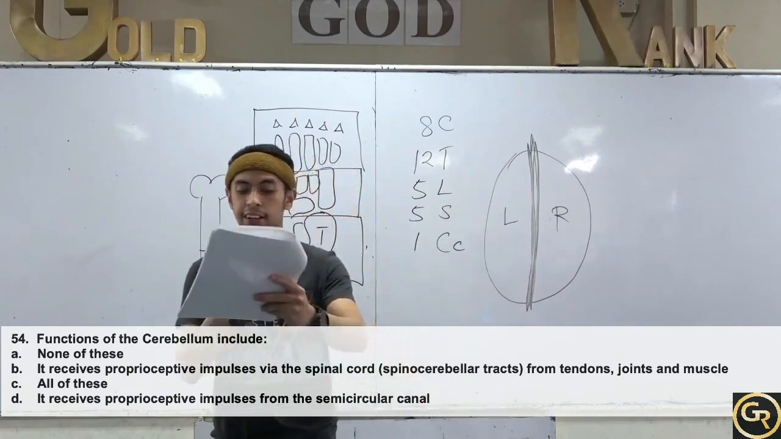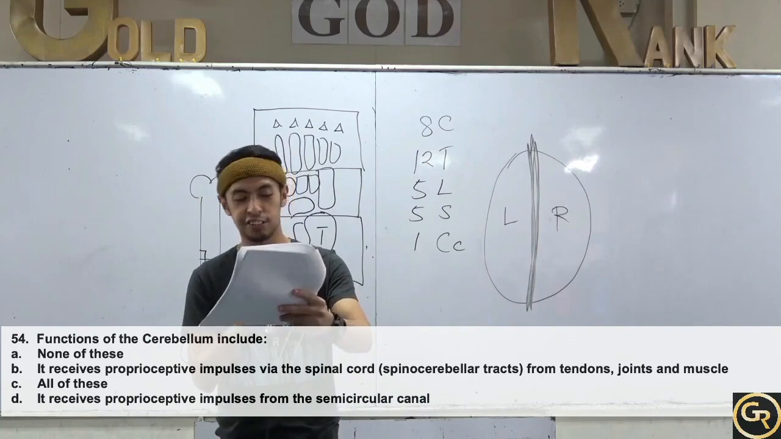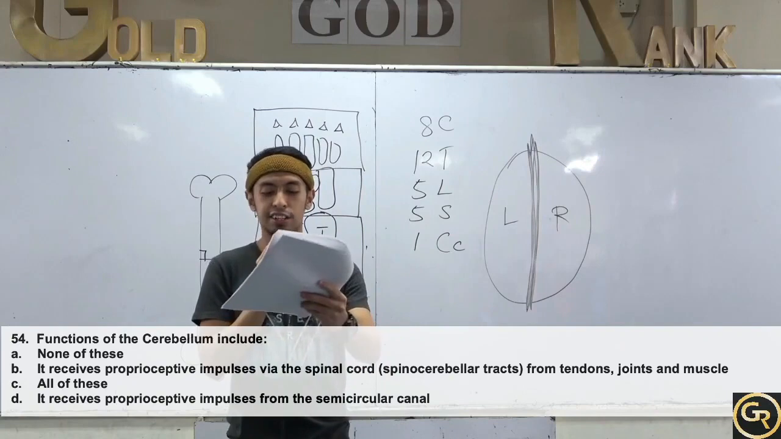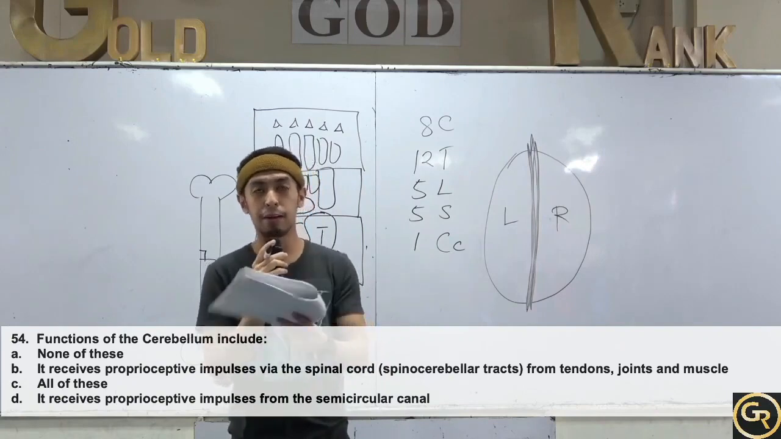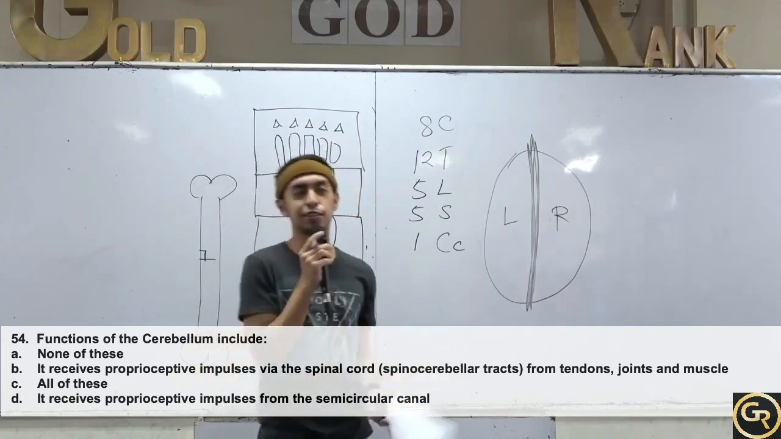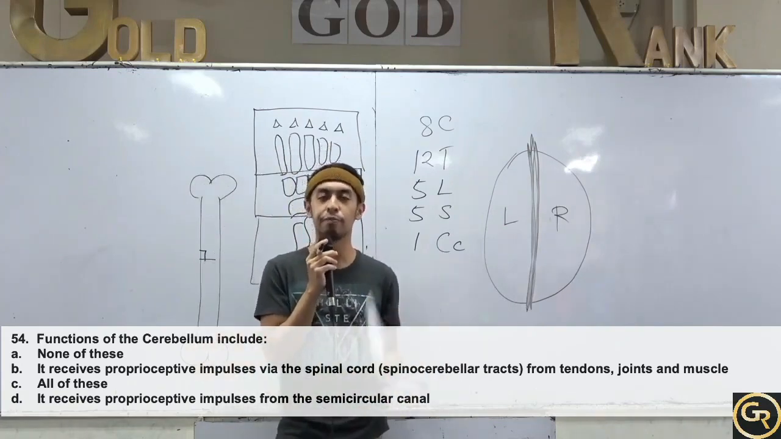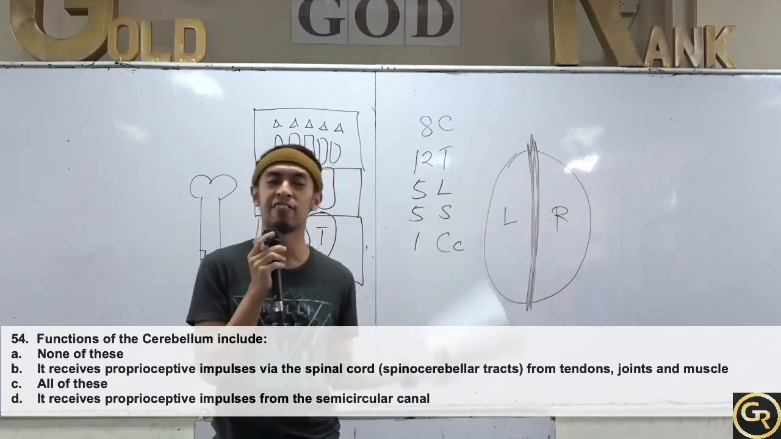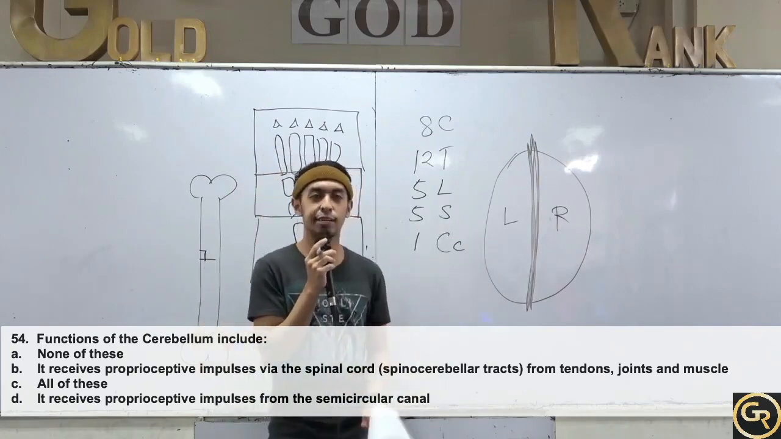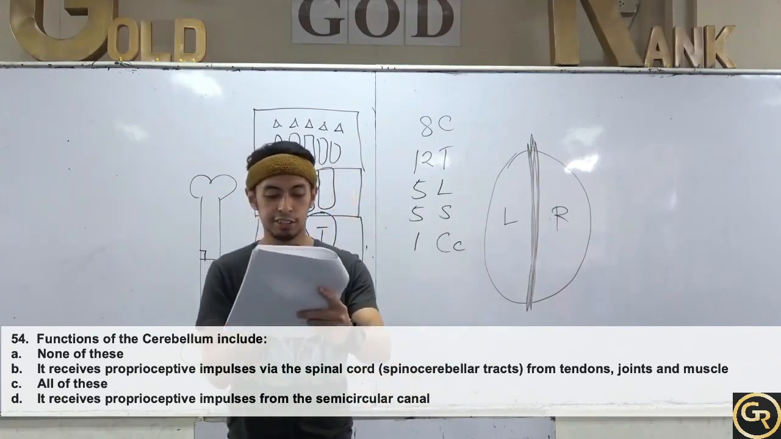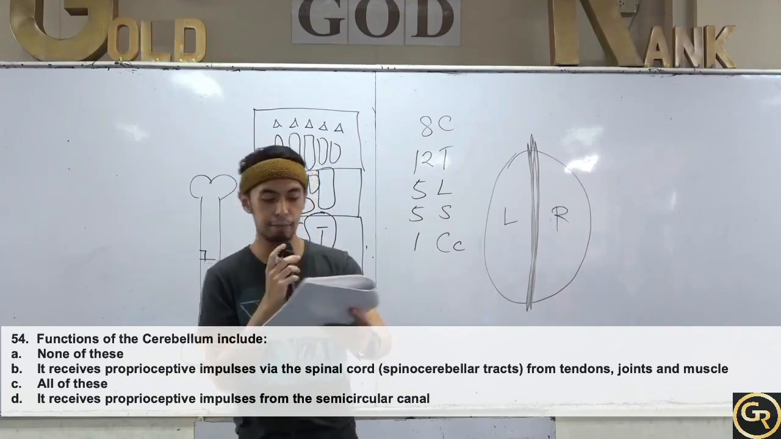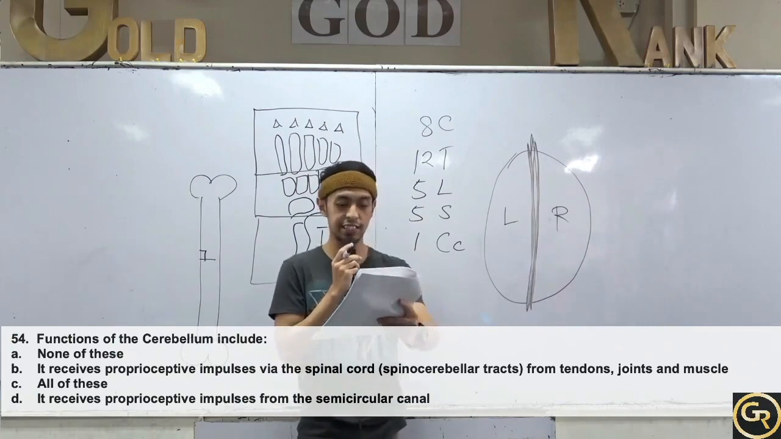Okay? At the same time, in contribution for that balance function, it also receives proprioceptive impulses from the semicircular canal. Tama po ba? Because our semicircular canals are important for dynamic equilibrium. And also, part of your cerebellum's function would be dynamic equilibrium. Okay? Dahil pinoprovide yon ng impulses or afferent impulses coming from your semicircular canals. So therefore, lahat po ba to tama? Yes, tama po lahat to. All of these. Okay? Number 54, all of these.